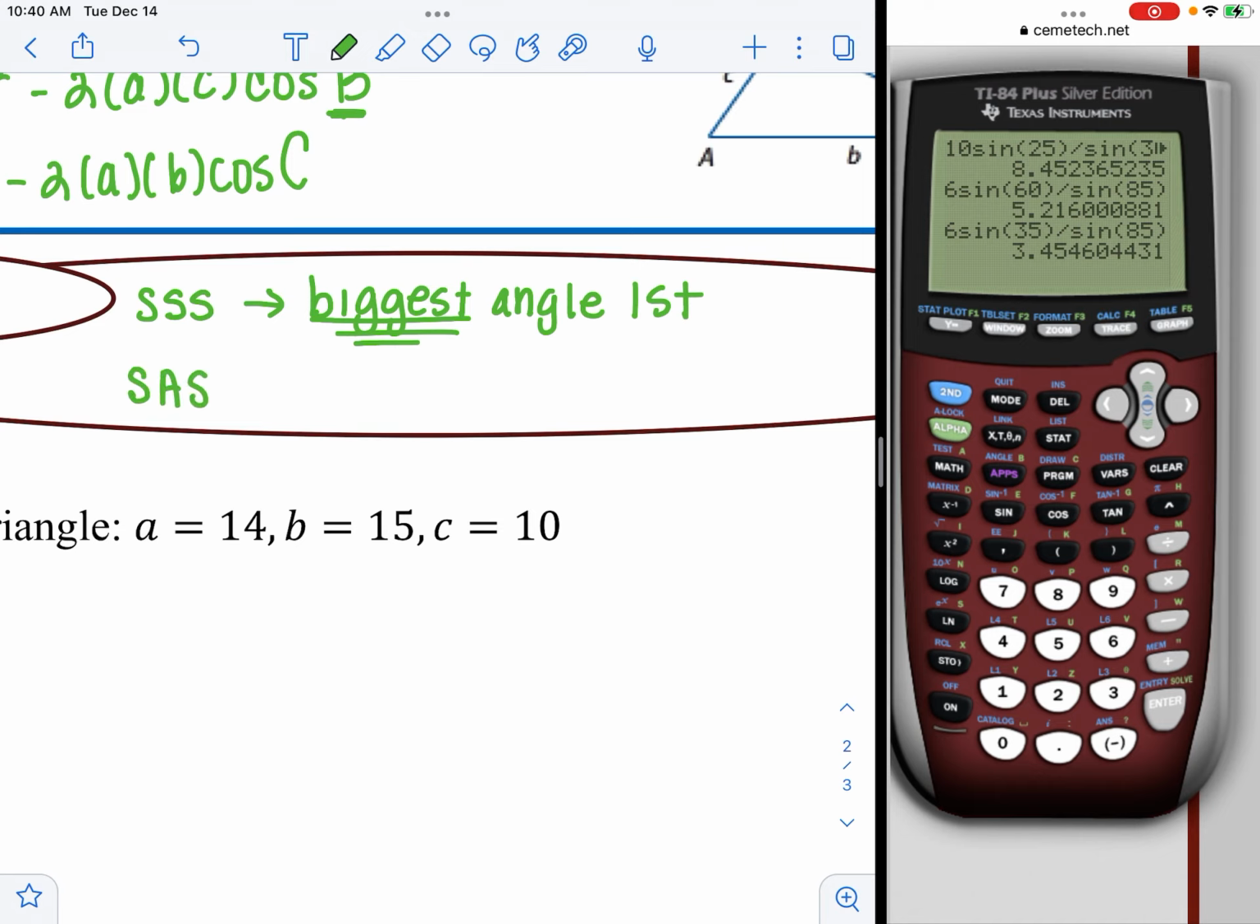If you have SAS, you have to find the smallest angle first. Same reason. Okay, so SSS biggest, SAS smallest angle. SSS is 3 sides, so you have 3 angles to find. SAS, you have 1 side and 2 angles to find, and between the 2 angles, you always have to find the smallest one first.